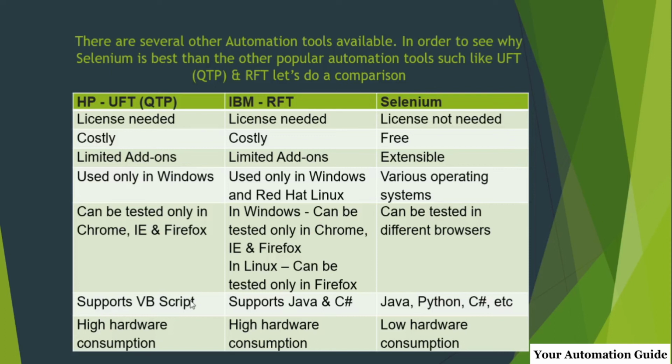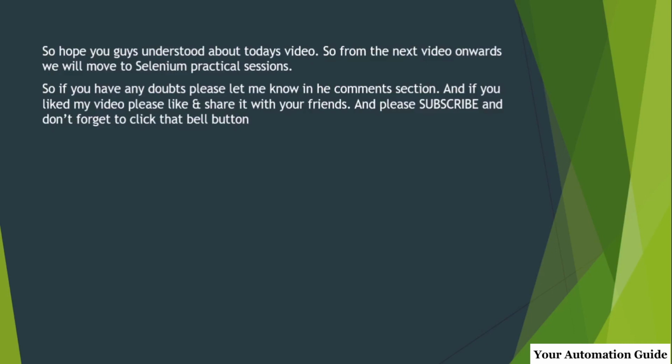And next, UFT supports only VBScript, whereas RFT supports Java and C#. But Selenium supports multiple languages such as Java, JavaScript, Python, C#, Perl, Ruby, and many more. A very important point next is that when you are executing the test scripts, UFT and RFT have high hardware consumption rates, whereas Selenium has low hardware consumption, which is a very great feature to note. Now you may know why Selenium is best, so that's why people are starting with Selenium.